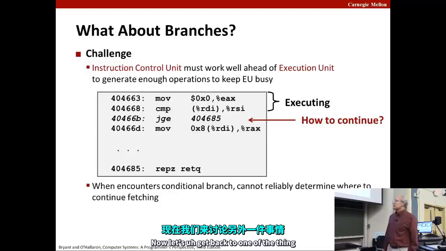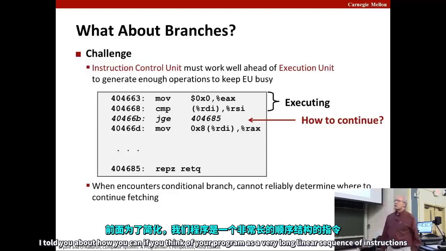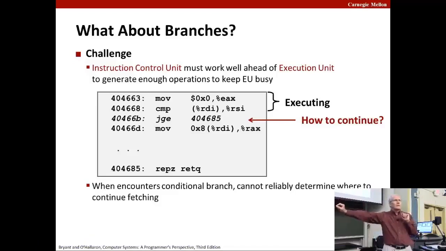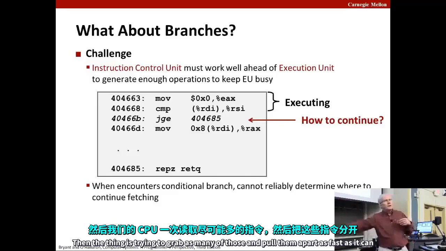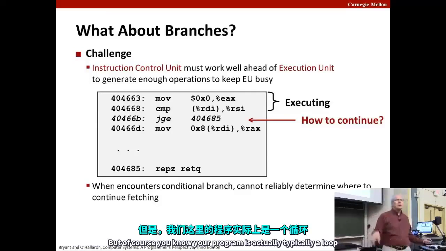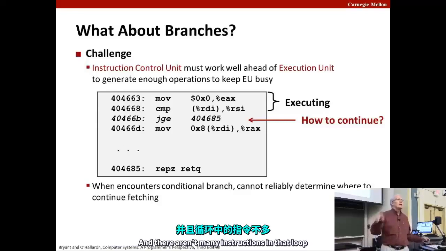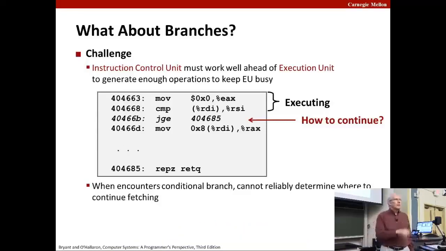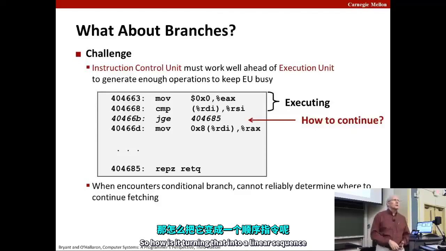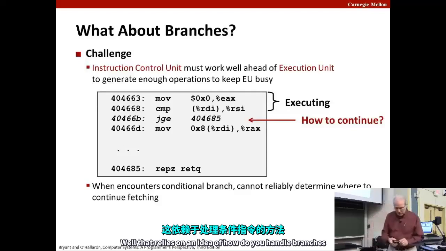Now let's get back to one of the things I told you about. If you think of your program as a very long linear sequence of instructions, then the processor is trying to grab as many of those and pull them apart as fast as it can. But of course, your program is actually typically a loop, and there aren't many instructions in that loop. So how is it turning that into a linear sequence? Well, that relies on an idea of how you handle branches.